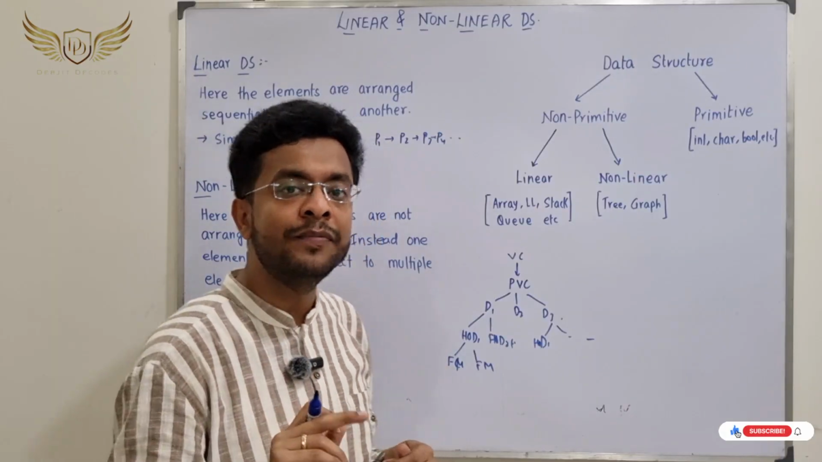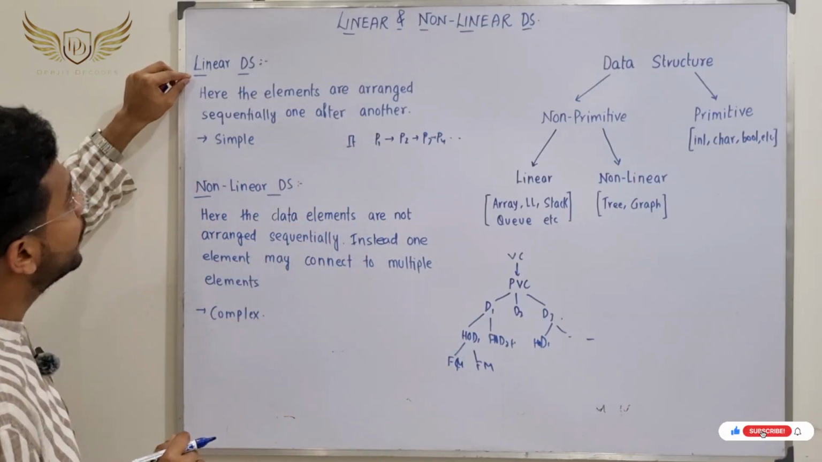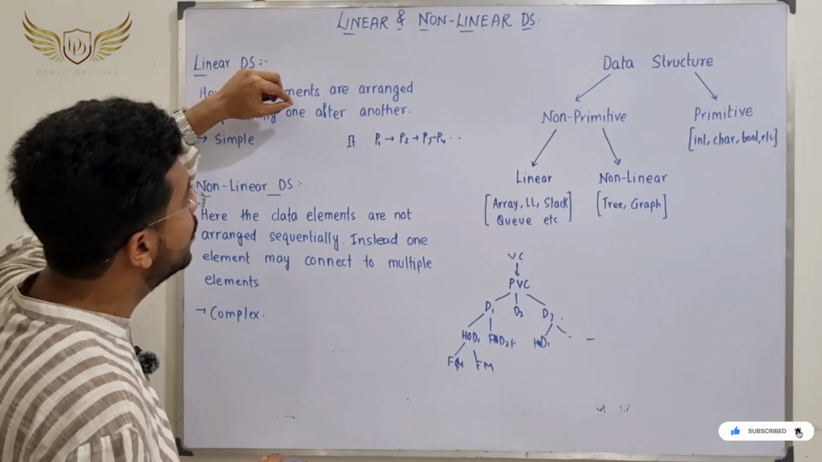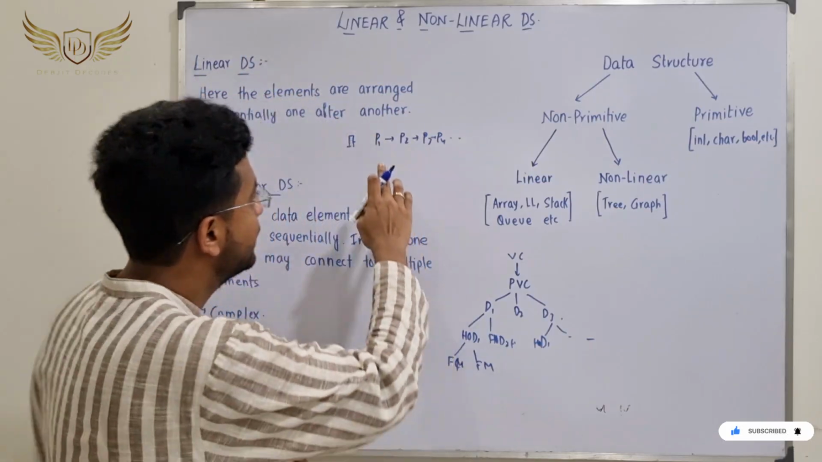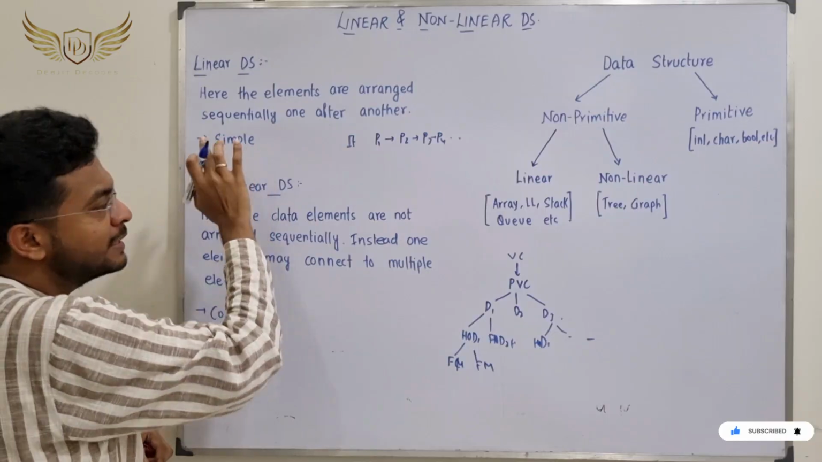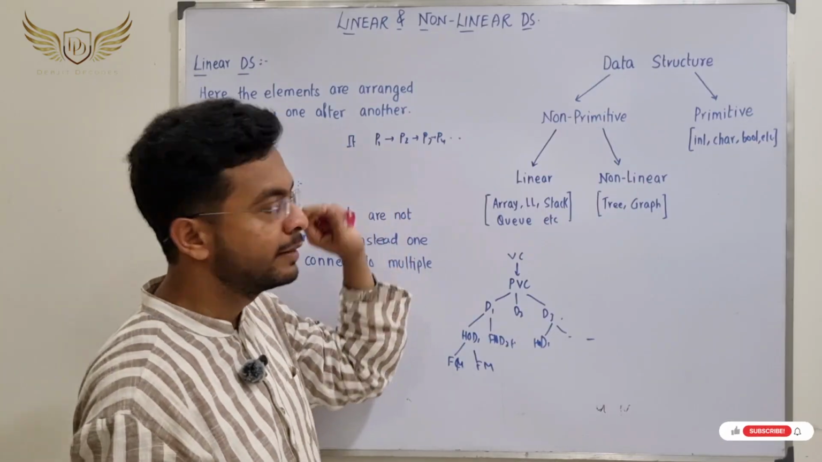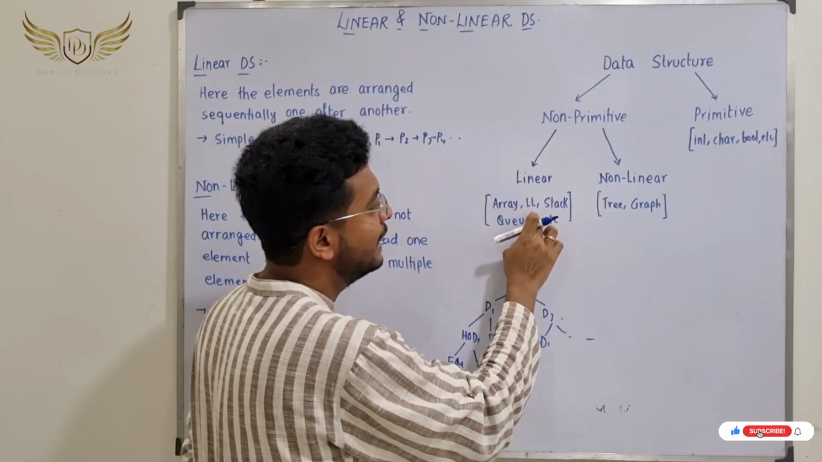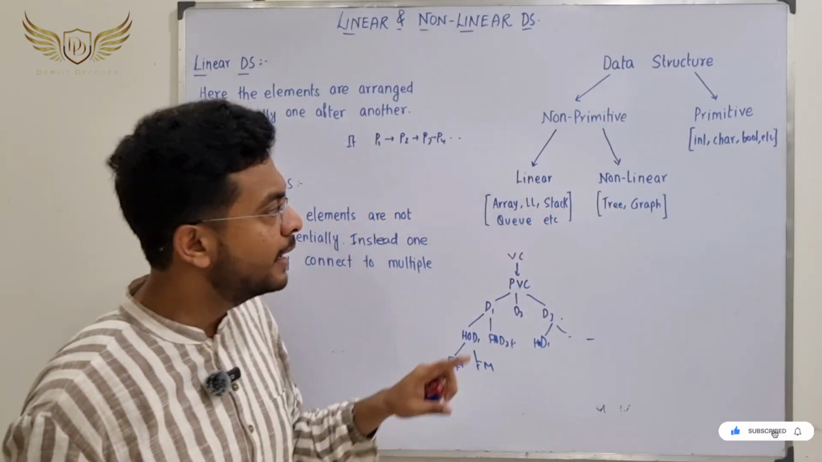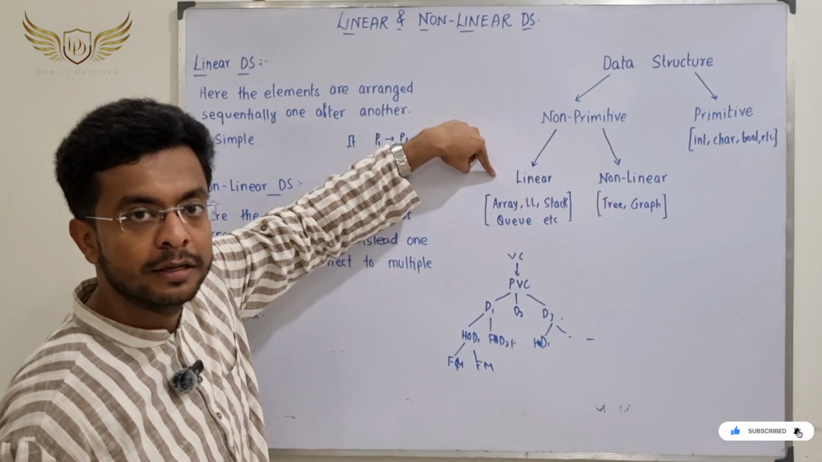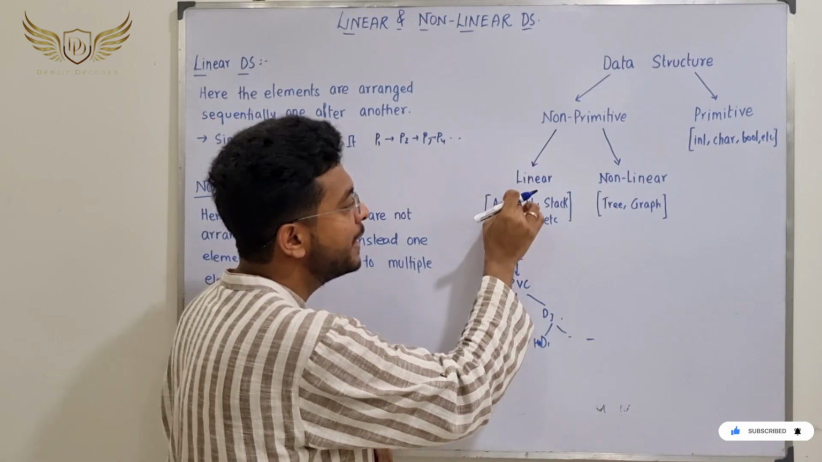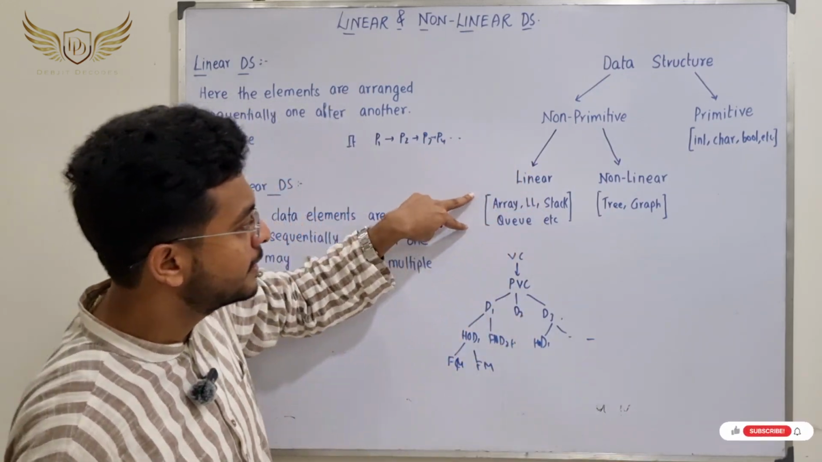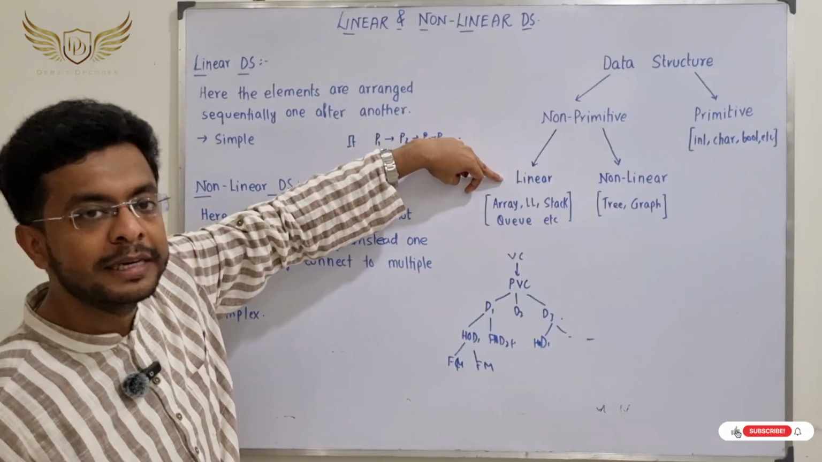Now if you see the definition, it says for a linear data structure, the elements are arranged sequentially, one after another, just like I have said in this case. So it is pretty simple. And what are the examples of linear data structure? There are array, linked list, stack, queue, etc. We'll be covering these. I will be picking up each topic and we'll be covering it in absolute depth. For the time being, let us just understand these are the examples of linear data structure.